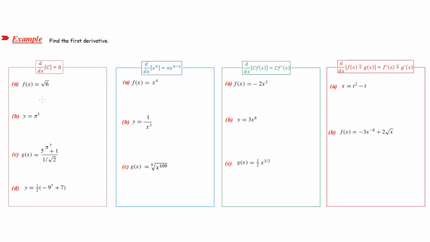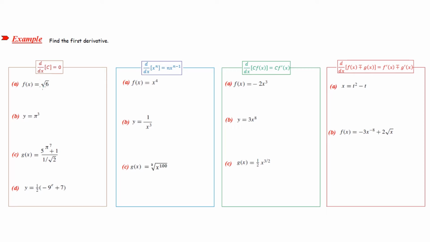Hi everyone, in this video we'll talk about techniques of differentiation. The first technique is to find the derivative of a constant. The derivative of any constant equals 0. So for the first example, we have four parts, A, B, C, and D.